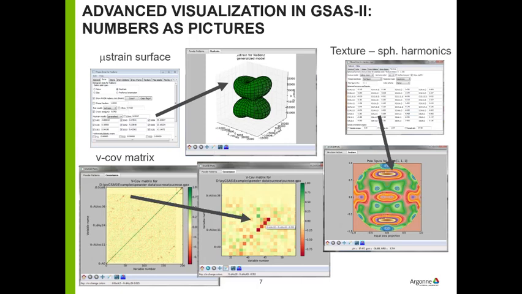If you do texture analysis, you can draw pole figures and inverse pole figures rather than having a whole table of spherical harmonics coefficients. It's sort of meaningless to anybody.